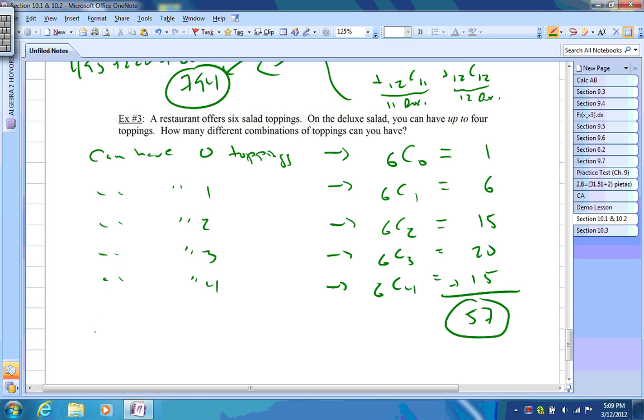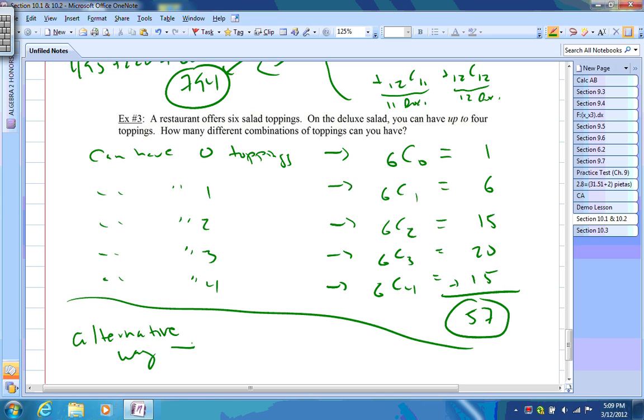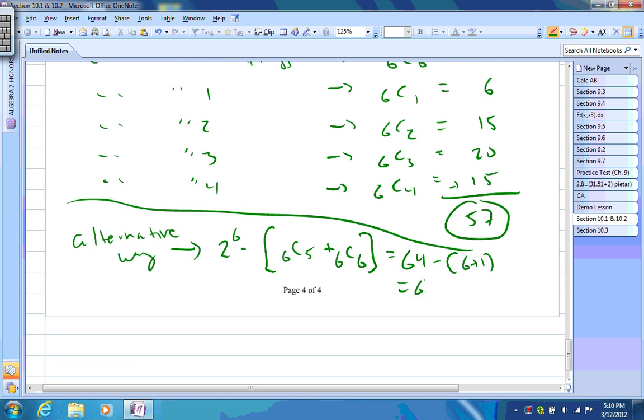Now another way you could do this too, an alternative way, would be the following. And let me make that a bracket. It's a little confusing. The parentheses and the C's look the same. What if you were to work that out? 2 to the 6th power, 64, minus 6 plus 1. Oh, what do you know? 64 minus 7. We get 57.